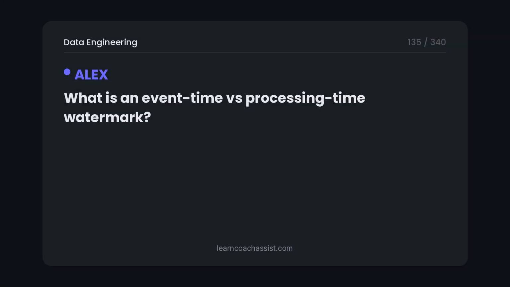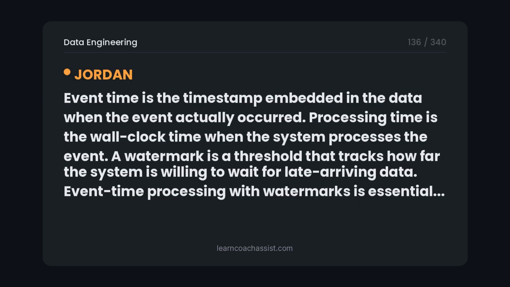What is an event time versus processing time watermark? Event time is the timestamp embedded in the data when the event actually occurred. Processing time is the wall clock time when the system processes the event. A watermark is a threshold that tracks how far the system is willing to wait for late arriving data. Event time processing with watermarks is essential for correct windowed aggregation when events arrive out of order.